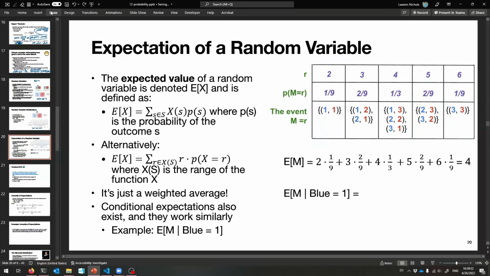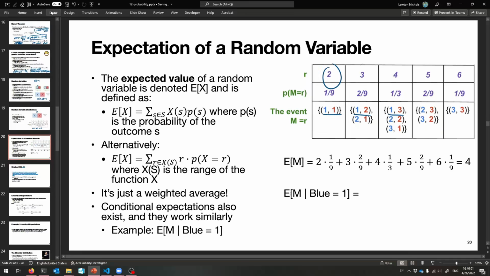Like if you expect a value, what you can expect to see from your random variable is essentially 4 on average. That's the idea. Okay? You can also do conditional expectations, like what is the expectation of our random variable m given that we saw a 1 on the blue spinner? So then we pick out all the ways that the blue spinner could have been 1. It looks like there's 3 ways, and then we build that weighted average.